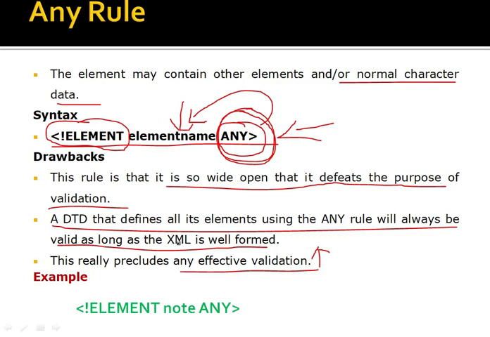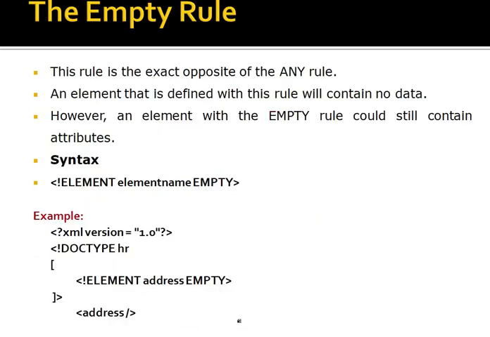So for example, ELEMENT is a keyword, node is the element name, ANY, which means the element node can take any content. Okay, that is the ANY rule. The element can also have an EMPTY rule. The element can also follow the EMPTY rule.